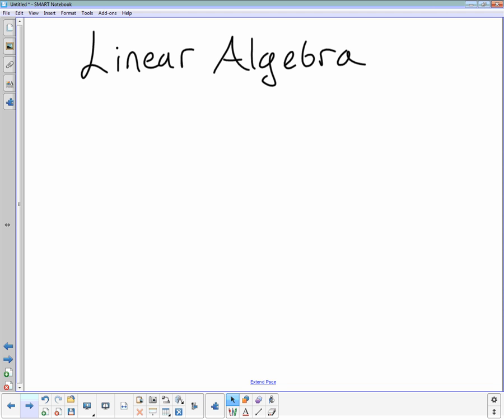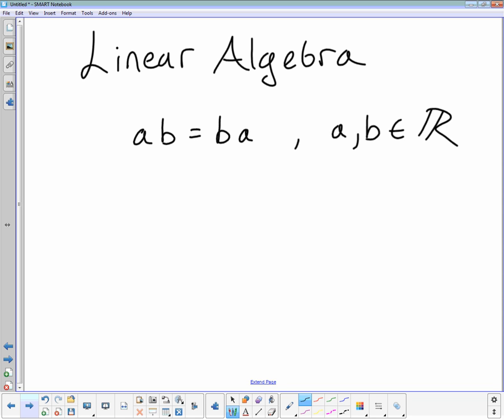For example, in regular algebra, elementary algebra, with objects like a and b being numbers, a times b is equal to b times a. We have the commutative property, where a and b are elements of the real numbers. This is elementary algebra. This is the commutative property. In linear algebra, this doesn't work.